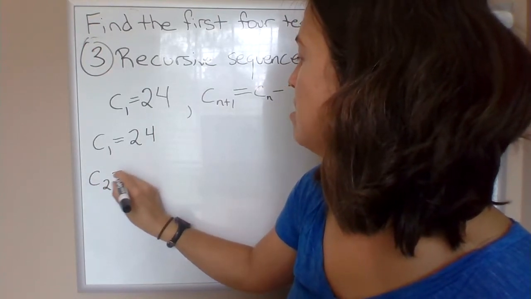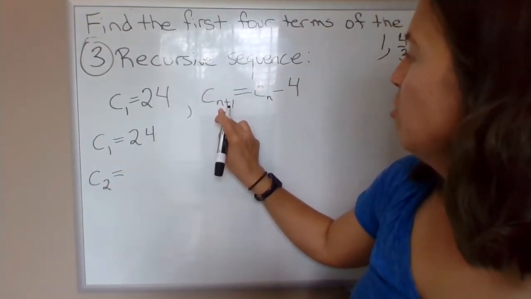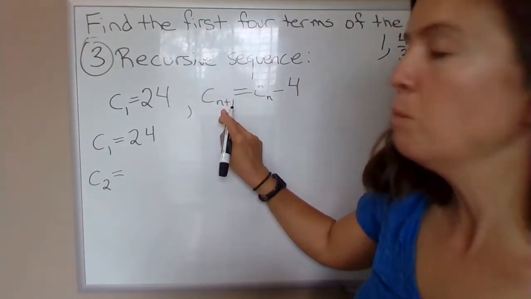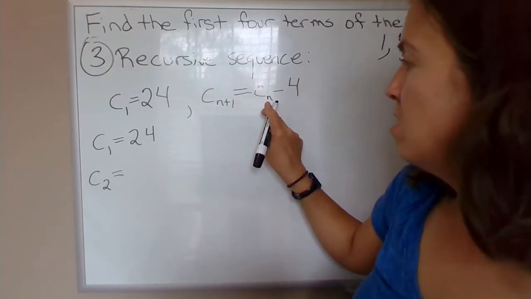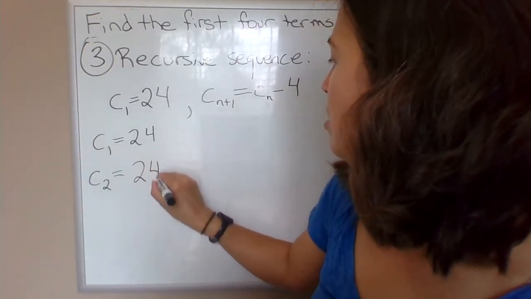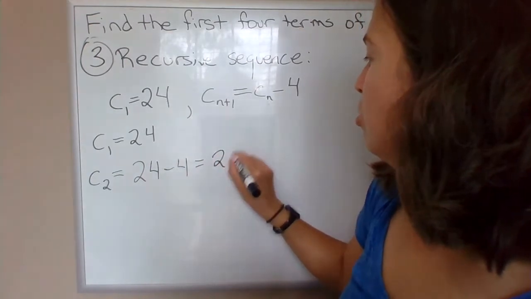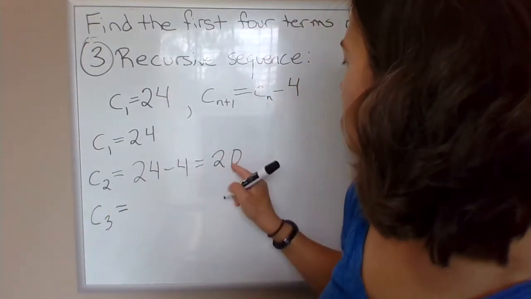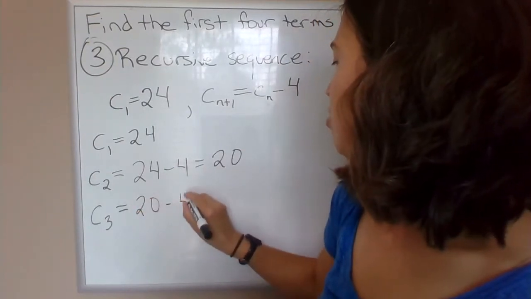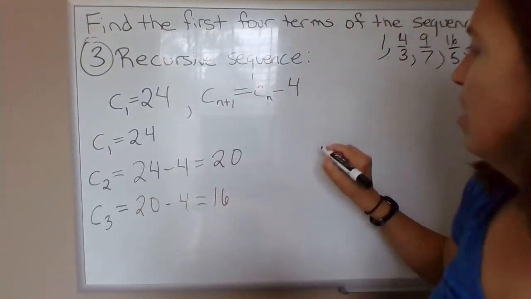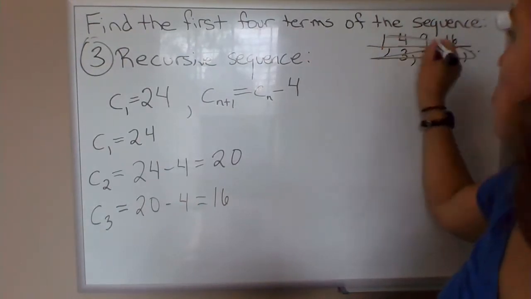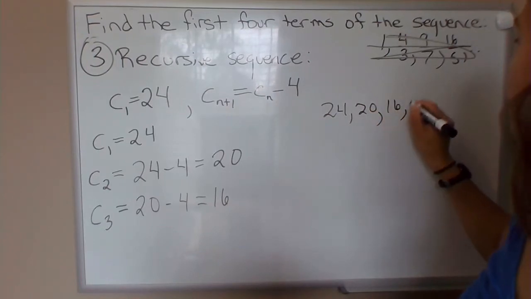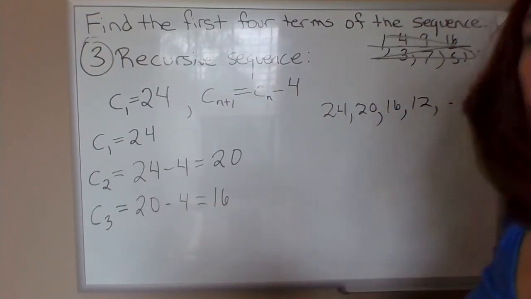This time to find c2, so if I'm looking for c2, that's going to be the preceding term. So whenever we want to find c_(n+1), it's c_n, which would be the preceding term, in this case 24, minus 4, so 20. c3 will be the preceding term, 20, minus 4, so 16. And so the terms in this sequence will be 24, 20, 16, and you get the idea, 12. We could continue further.